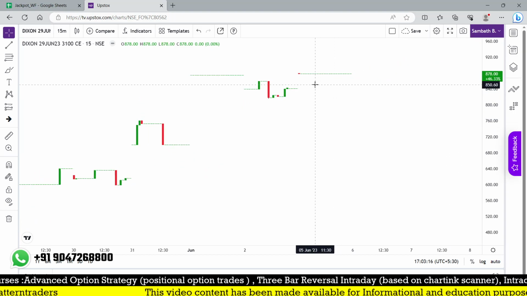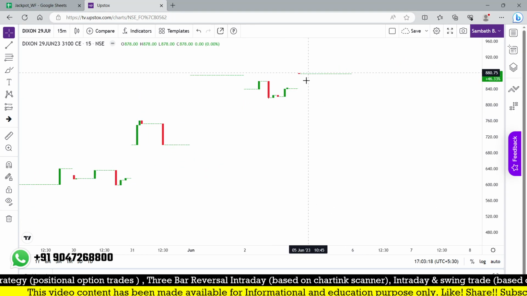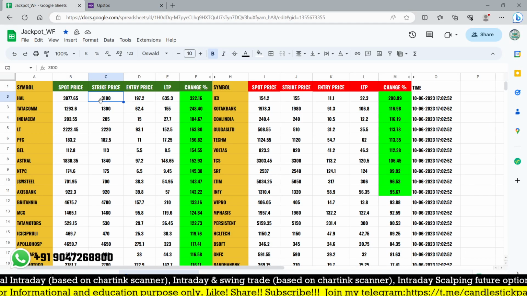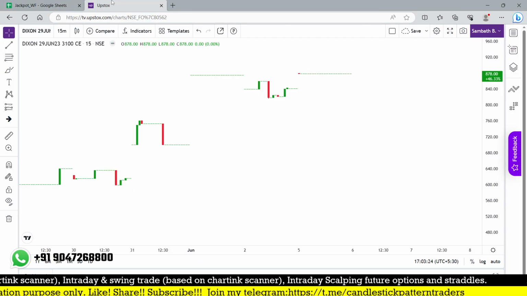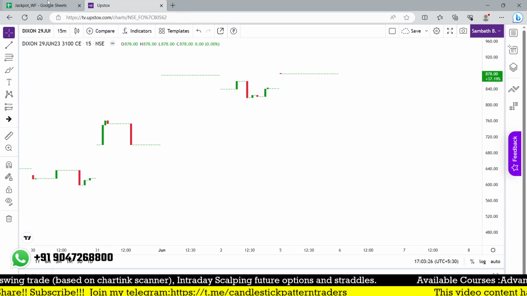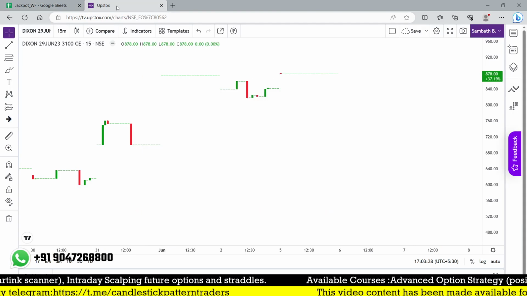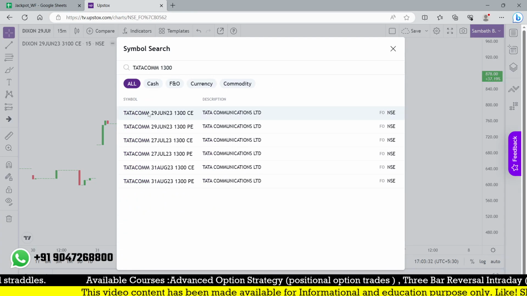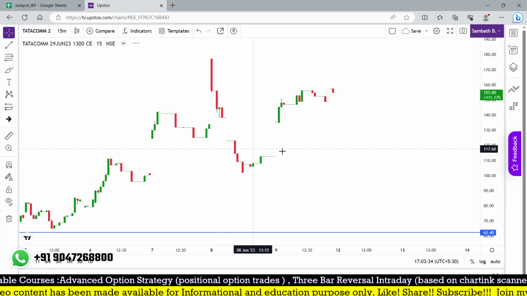I think this was not active. This is the strike price, HAL 3100, what we are looking for, the right strike price. Maybe it's not liquid. So Tata Communication 1300, Tata Com 1300. I'm just suggesting this to you.